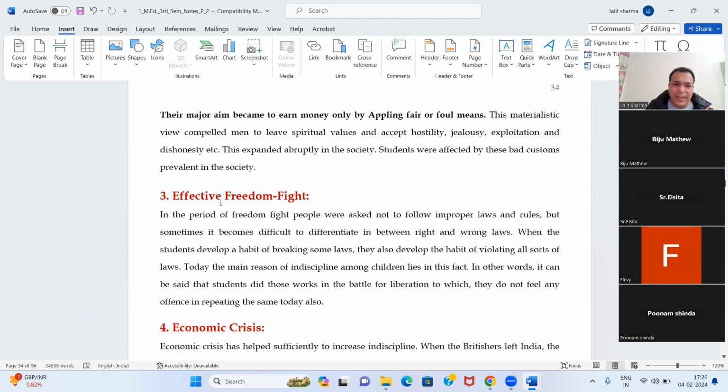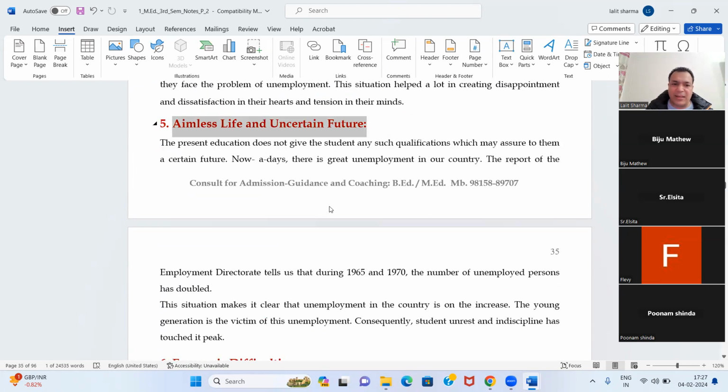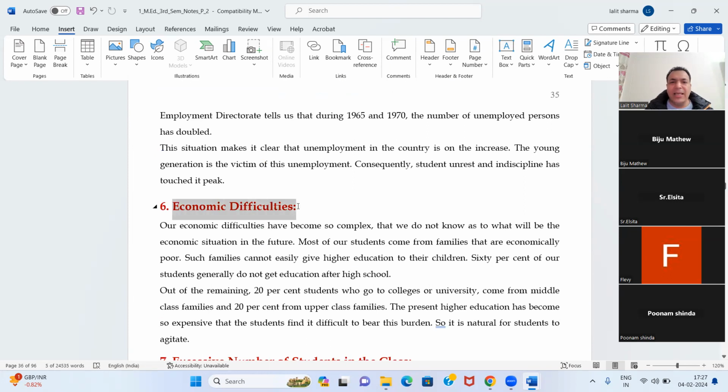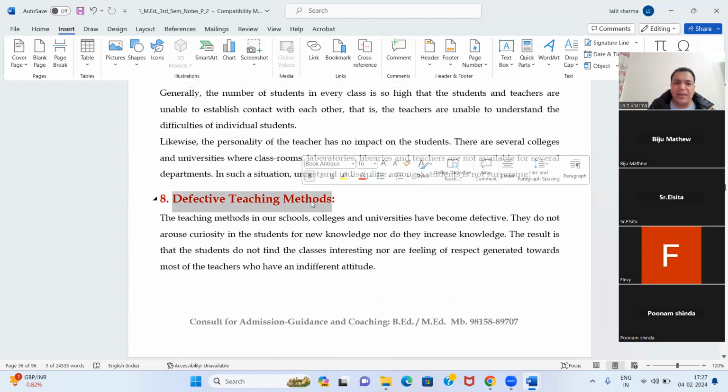Lack of ideals, effective freedom of right, economic crisis, aimless life and uncertain future, these are all points for the unrest and indiscipline among the students. Economic difficulties, excessive number of students in the class. Look, so many students are seated in one class, while NCTE, CBSE and ICSE have said the ratio should be 1:40, right? Defective teaching methods, teachers teach with the same old methods, right?